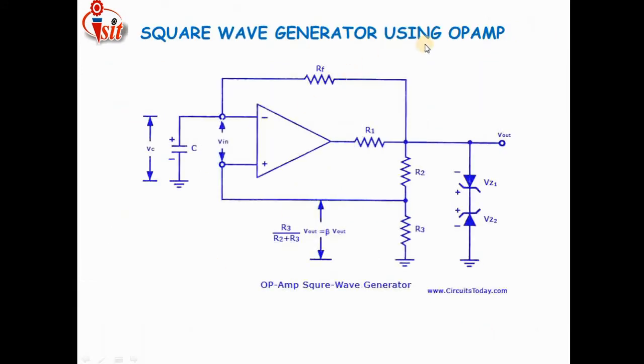Square wave generator using op-amp. This is the circuit diagram of the square wave generator. In this, an op-amp is used for the square wave generation, along with Zener diodes connected face to face. Just see here VZ1 and VZ2. VZ1 is related to Zener diode 1 and VZ2 is related to Zener diode 2.